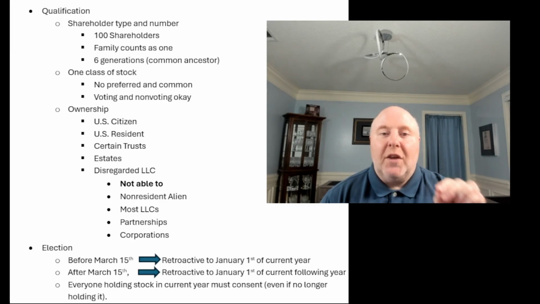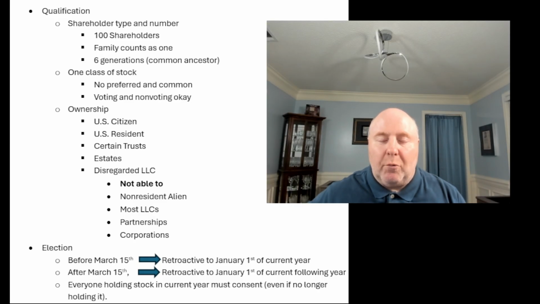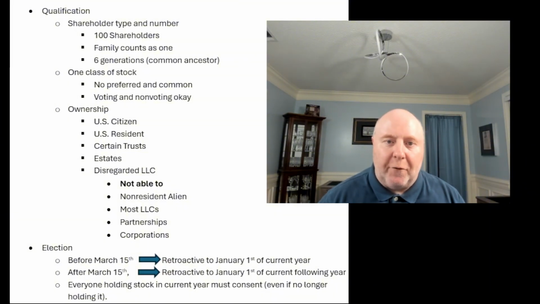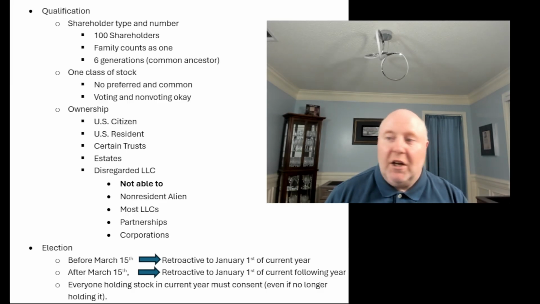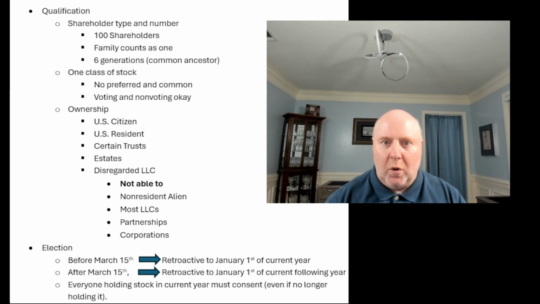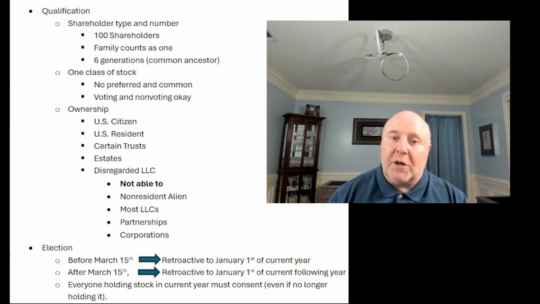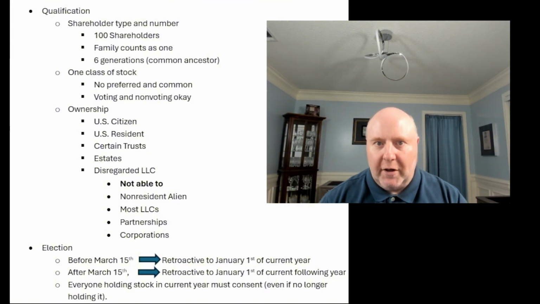Second thing, the election time. If you make the election before March 15th, then it can be retroactive back to January 1st. So if you make the S election on March 12th and 100% of the shareholders agree to it, great. You can be an S corporation for the entire year. So March 15th is a key date that you should know. It's actually the 15th day of the third month. But S corporations are generally going to be a calendar year entity.